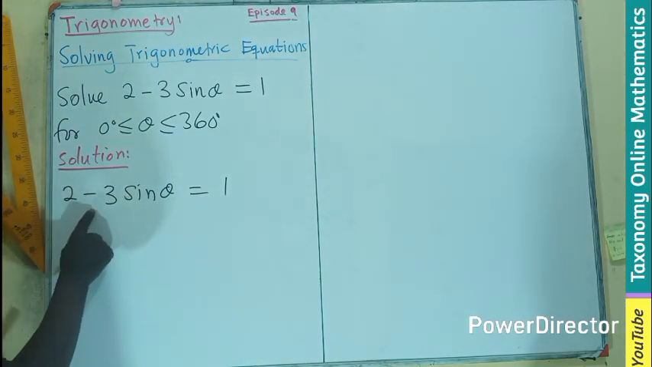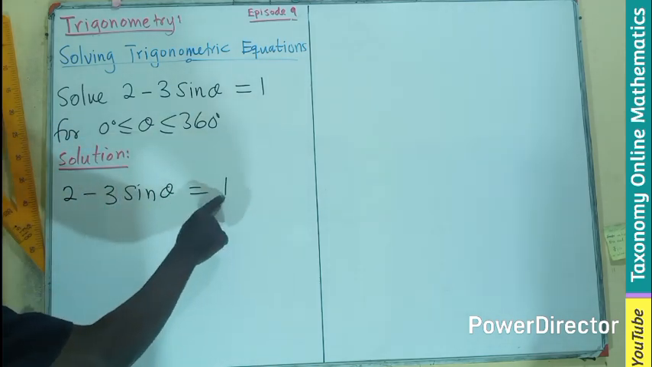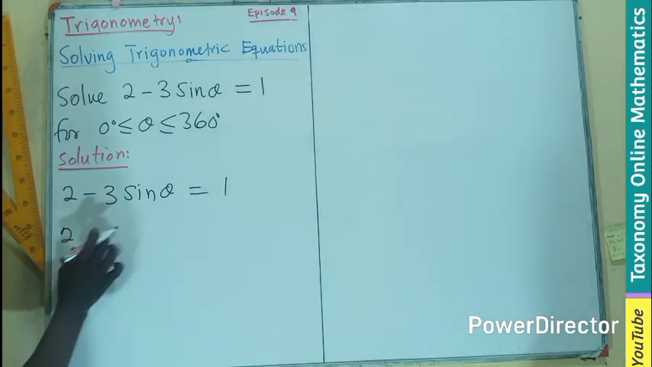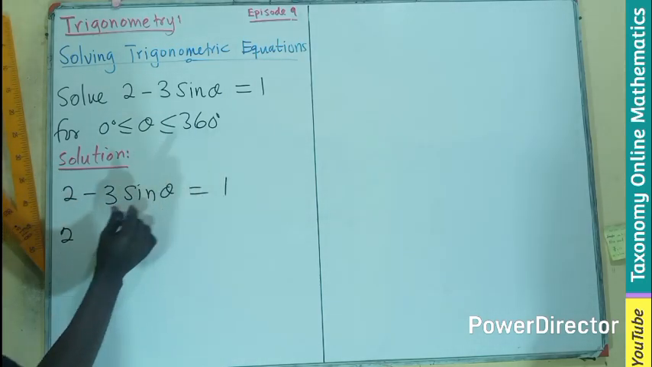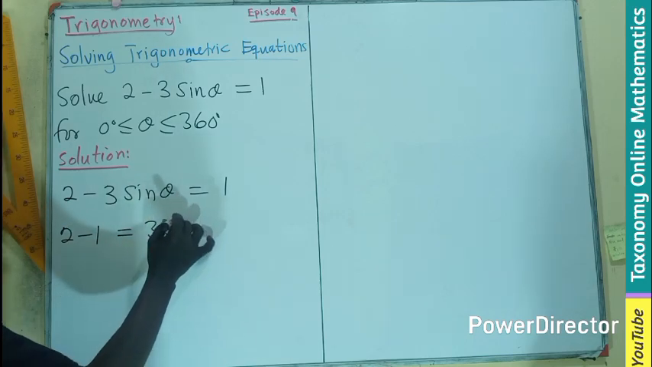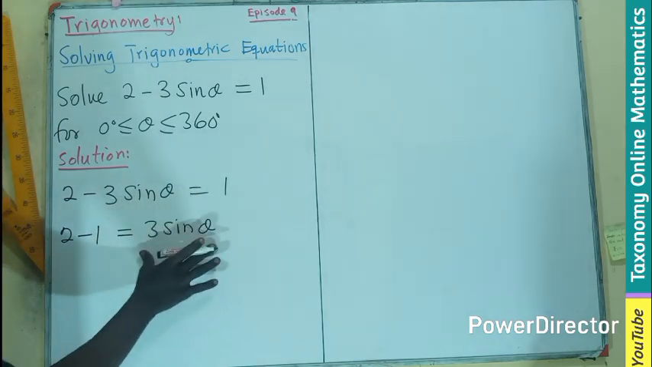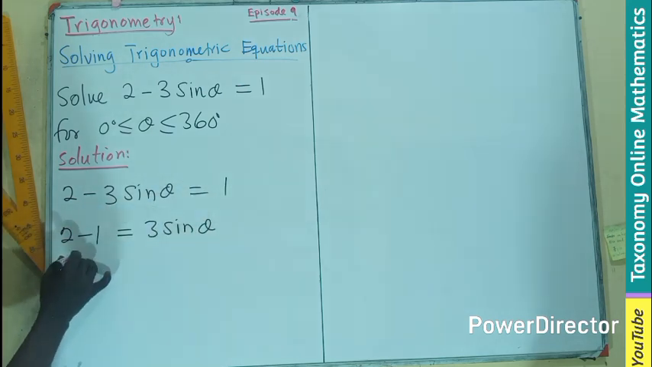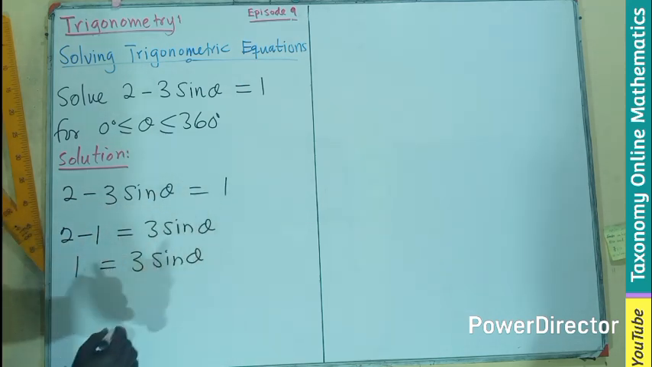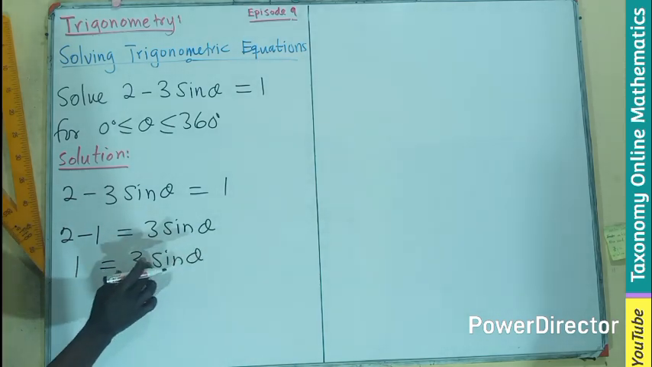The best way we can isolate this is to take it as a negative to the other side and bring this one in. So I'll have the 2 left here, then 1 as positive becomes negative 1 equals 3 sine theta. So I have isolated it. I will simplify. This becomes 1 equals 3 sine theta.